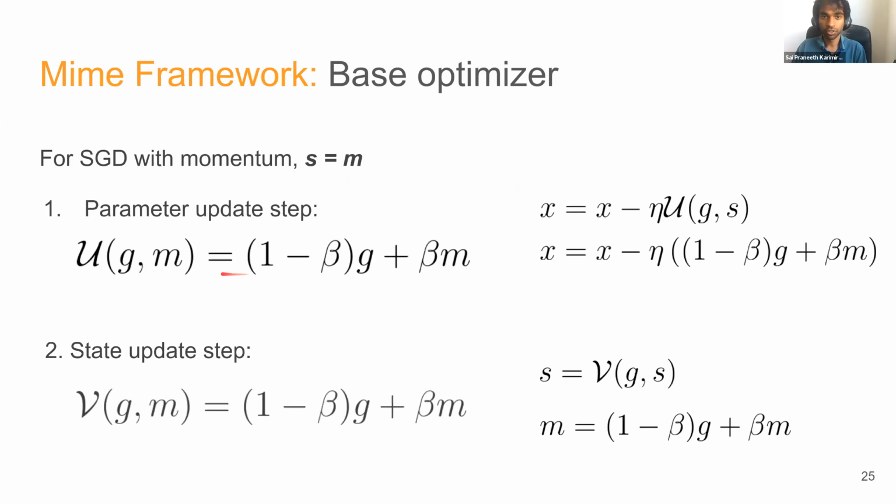This is just to think about how these U and V look. So if you have more complicated algorithms, like say Adam, in Adam there's actually two states, the first moment and the second moment, and then the update step will be some complicated function of the gradient, the first moment and the second moment. And similarly, the state update would update both the first moment and the second moment.